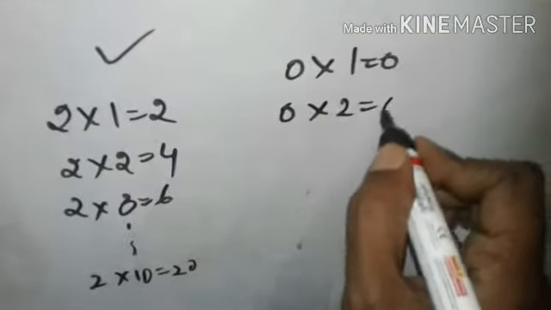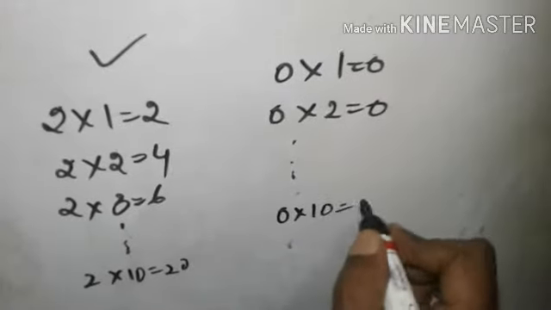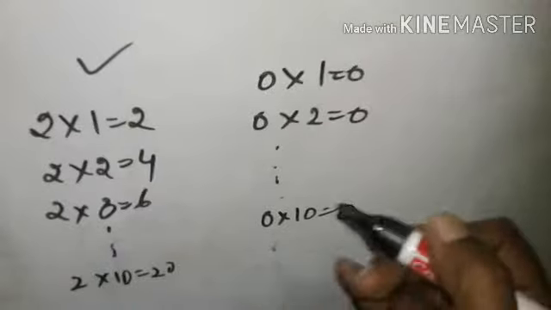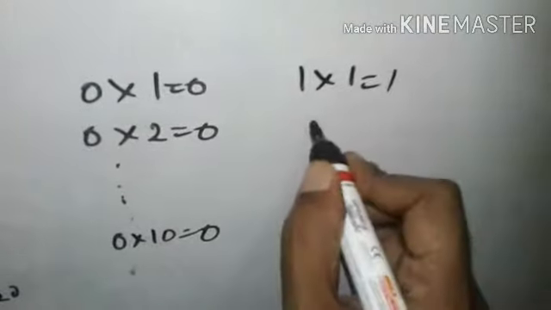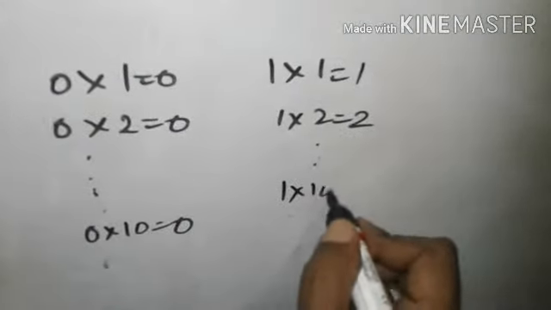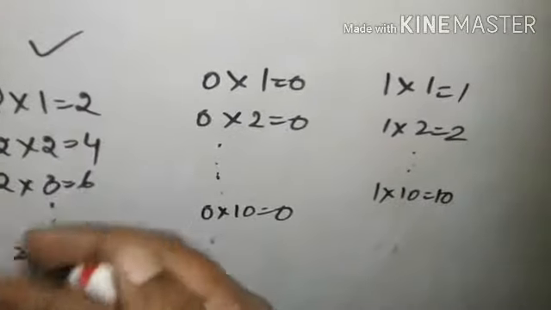0 into 2 is equal to 0, 0 into 3 is equal to 0, up to 0 into 10 is equal to 0. The next multiplication table they are going to memorize is 1 cross 1 is equal to 1, 1 cross 2 is equal to 2, up to 1 cross 10 is equal to 10. This should come by practice.